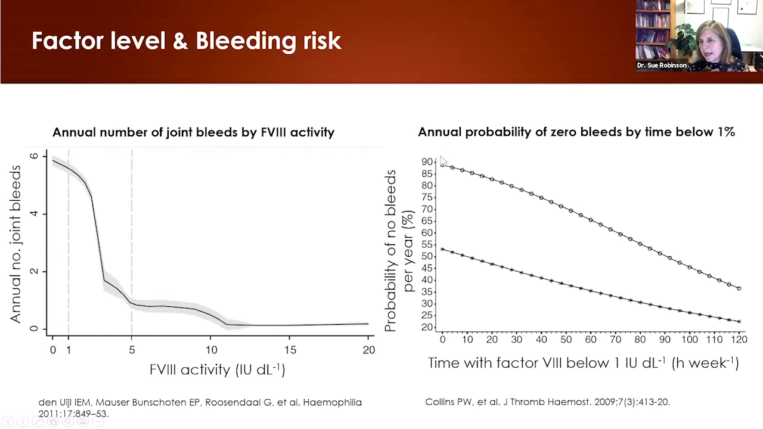The top line is the younger children. This is age 1 to 6, and there's a better correlation with bleeding risk and higher factor VIII levels. This is the older group. This is ages 10 to 65 on the lower line. But you can see that the more time you have above the 1%, the less likely you're going to have 0 bleeds.